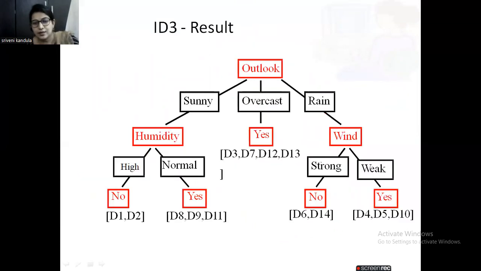So here I have labeled the example numbers also. You can just cross verify. And this is the final decision tree that we have obtained. So this is how ID3 is going to work.